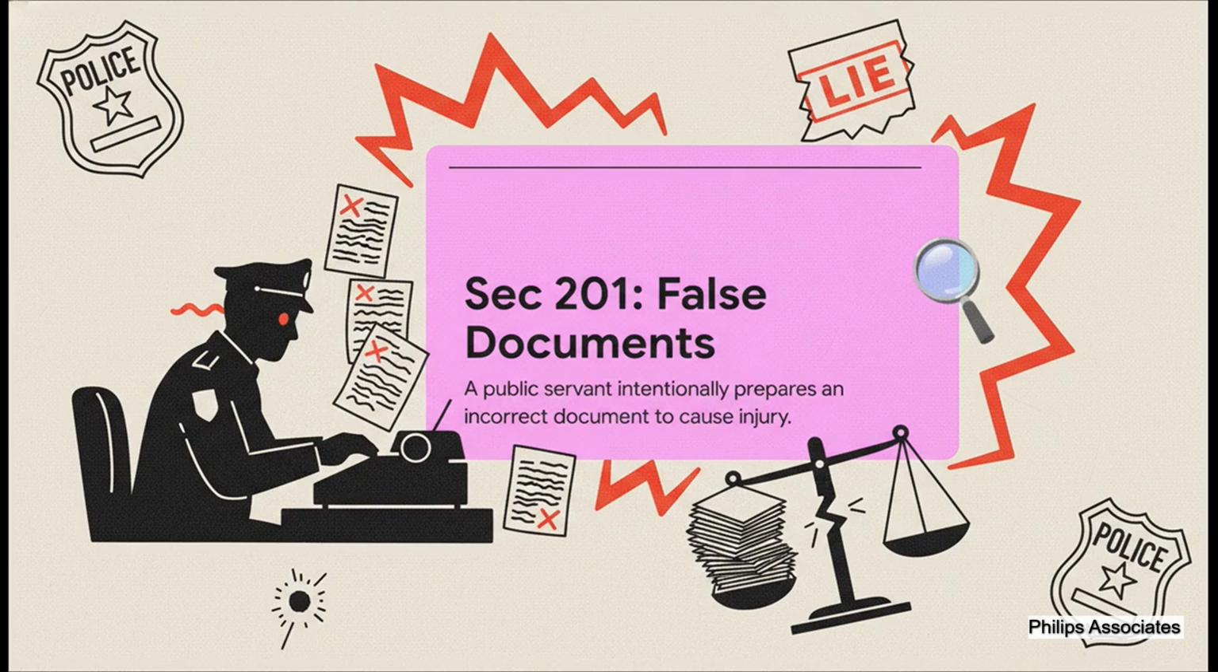And now, for the grand finale of the cover-up, our officer has to write the official report. He sits down and deliberately cooks the books. He changes facts, he leaves out details, anything to make himself look innocent and the victim look guilty. This act of knowingly creating a false document to hurt someone, that's a direct hit on Section 201.